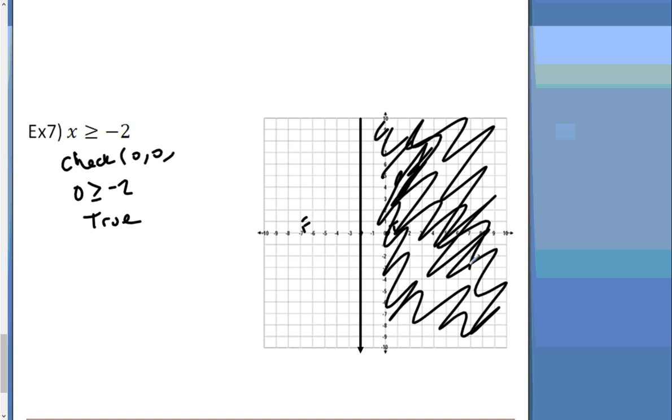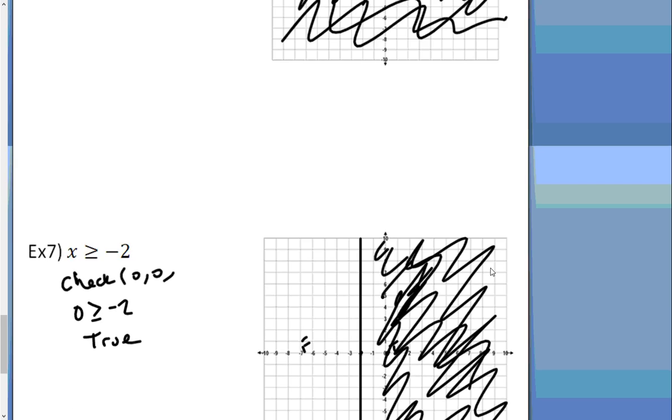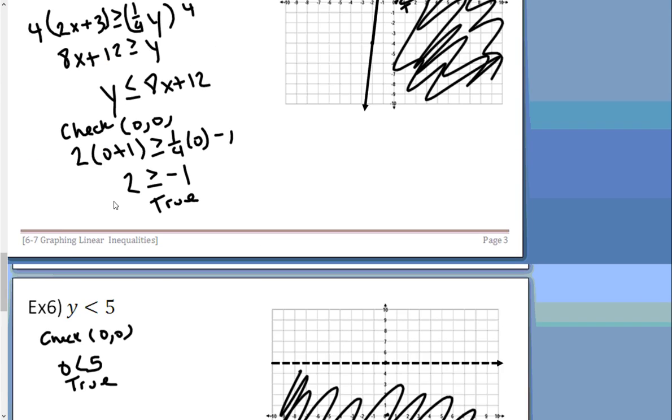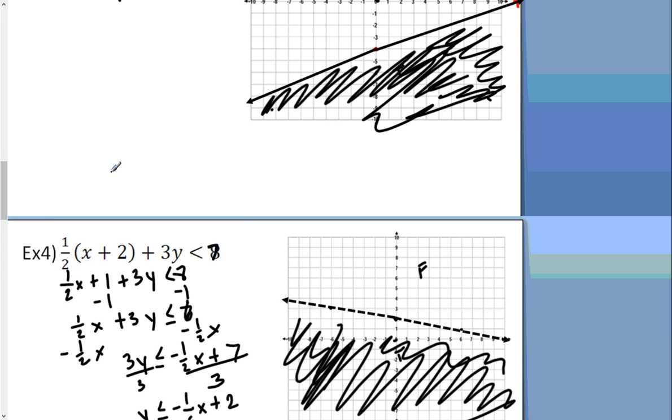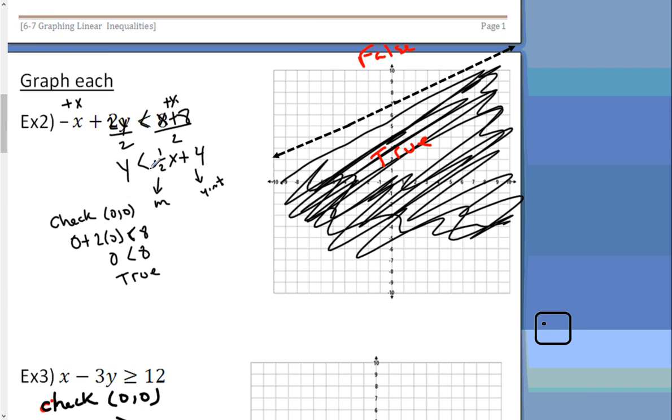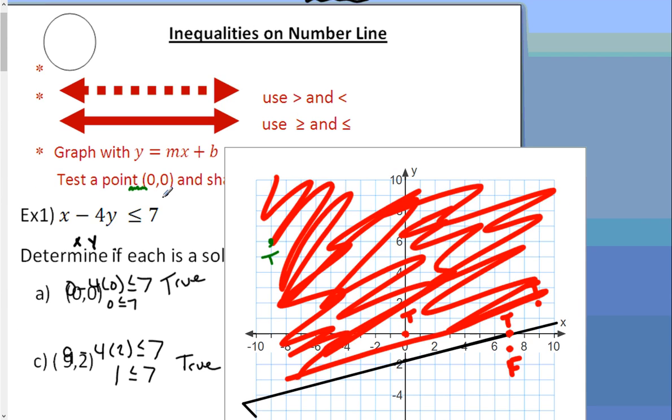All right. And that's all there is to it. The testing of the point is the new stuff. The solid and dotted line is the new stuff. Everything else should be things that you should be good at now. It's only one new thing.